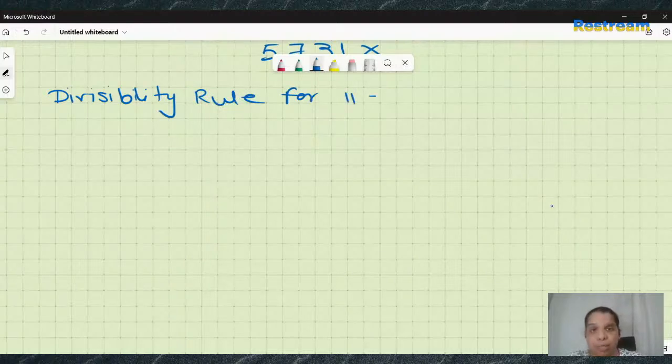Now this rule is slightly complicated. It states that if the difference between the sum of even place digits and the sum of odd place digits is either 0 or 11, then the number is divisible by 11. I will repeat it again. If the difference between the sum of digits at the even places and the sum of digits at the odd places is 11 or 0, then only the number is divisible by 11.